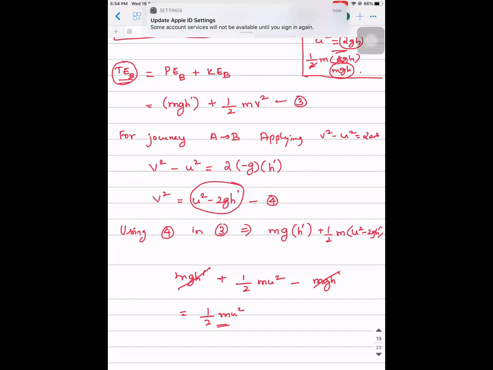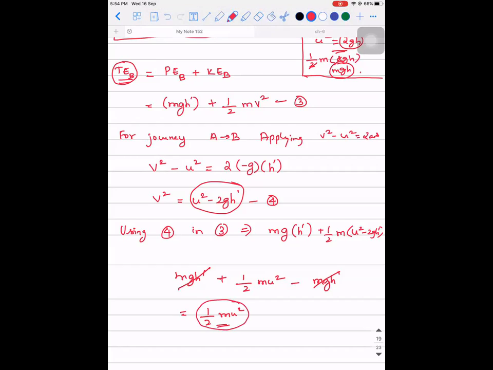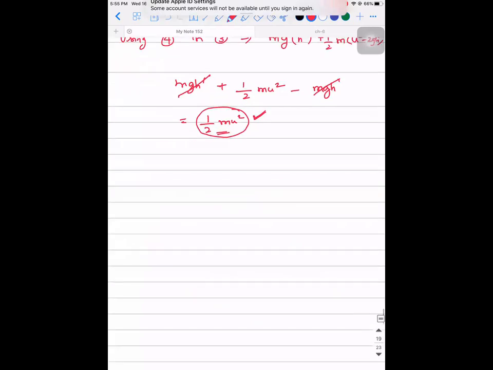Okay. Is this clear? It is half mu square. So this is the meaning of the energy conservation theorem.